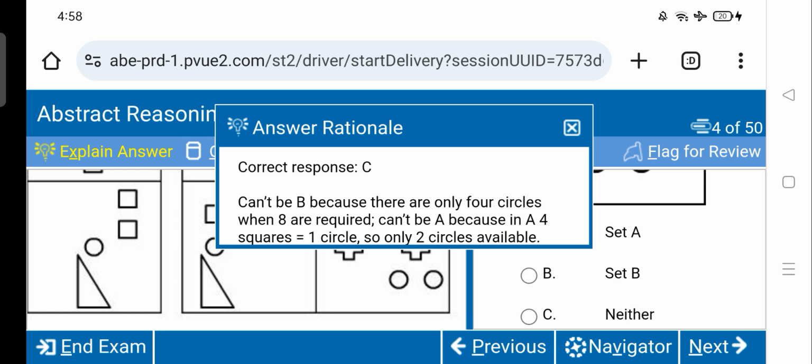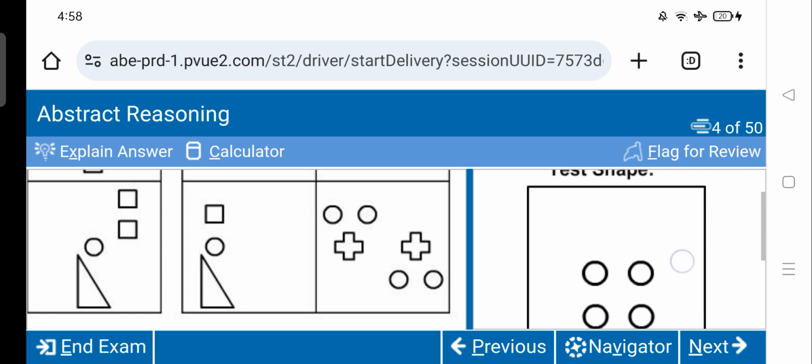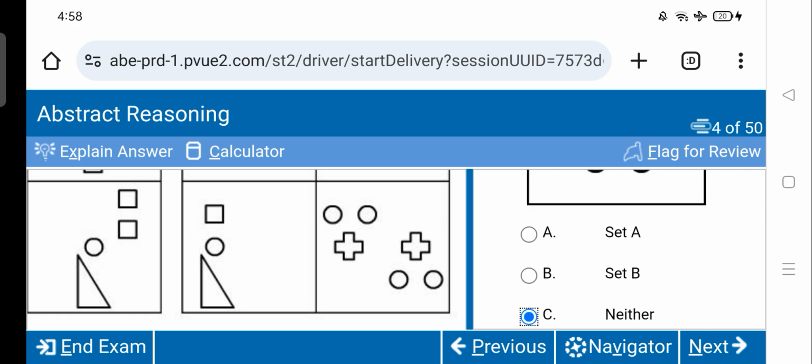It can't be B because there are only 4 circles when 8 are required. It can't be A because in A, 4 squares equal 1 circle, so only 2 circles are available. That's how we can say again that this test shape doesn't belong to either of the sets.